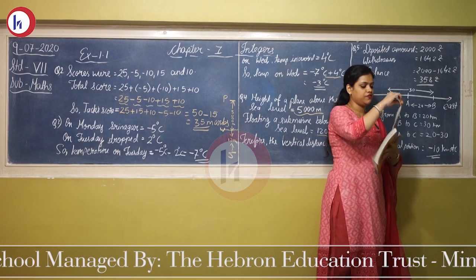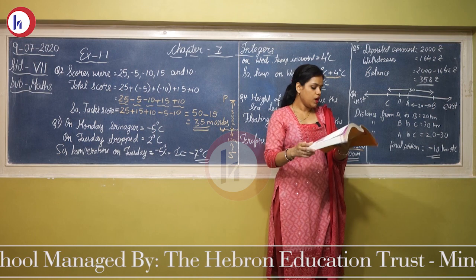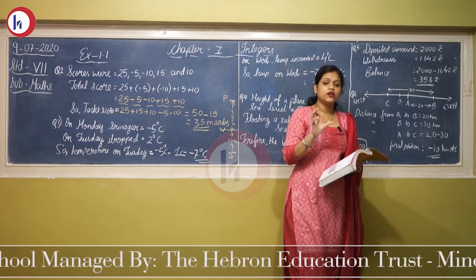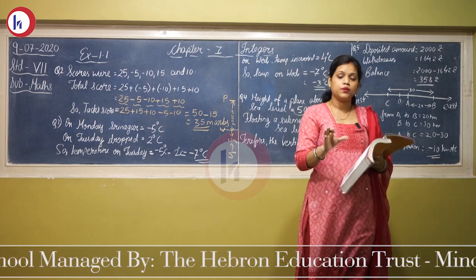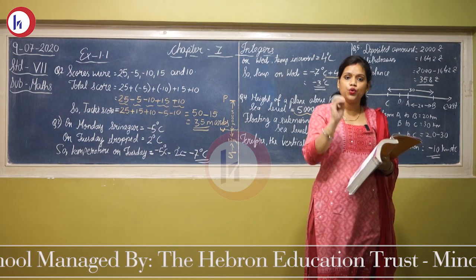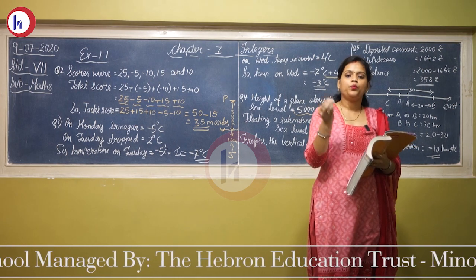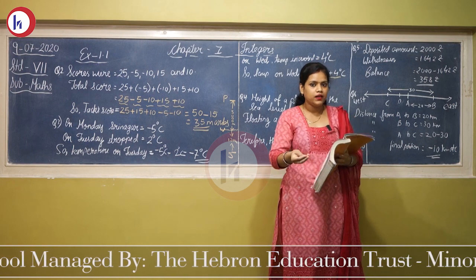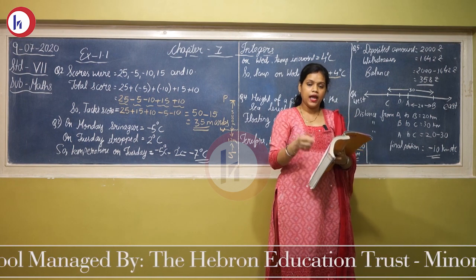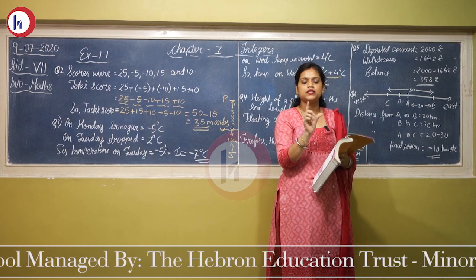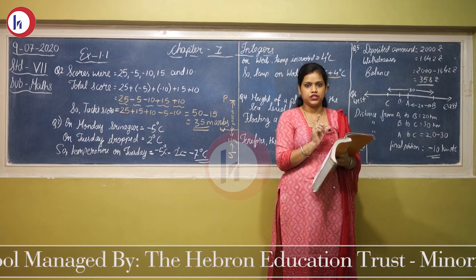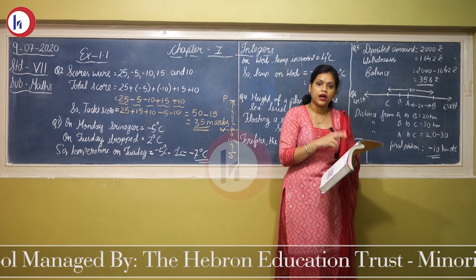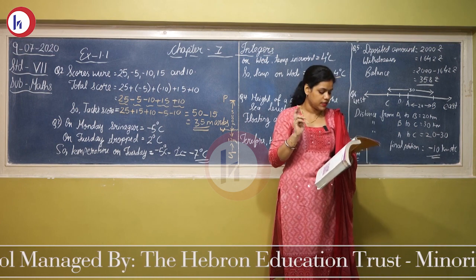Coming to our question number 5. Mohan deposits rupees 2000. Here in all these questions, one thing is important to understand: you have to think about what you are going to do between the numbers. That is, either you are going to add the numbers or subtract the numbers, and how you are going to do the addition and subtraction between the integers. Those two things you have to keep in mind in all these first exercise problems.